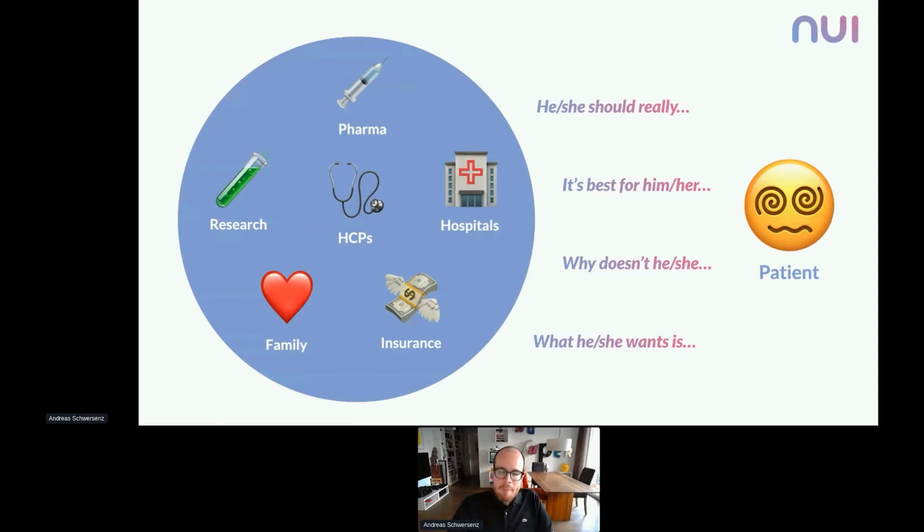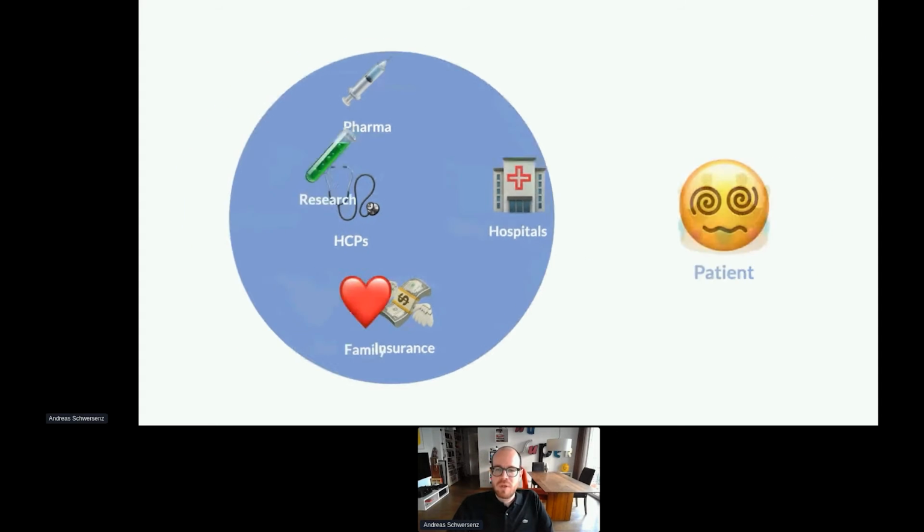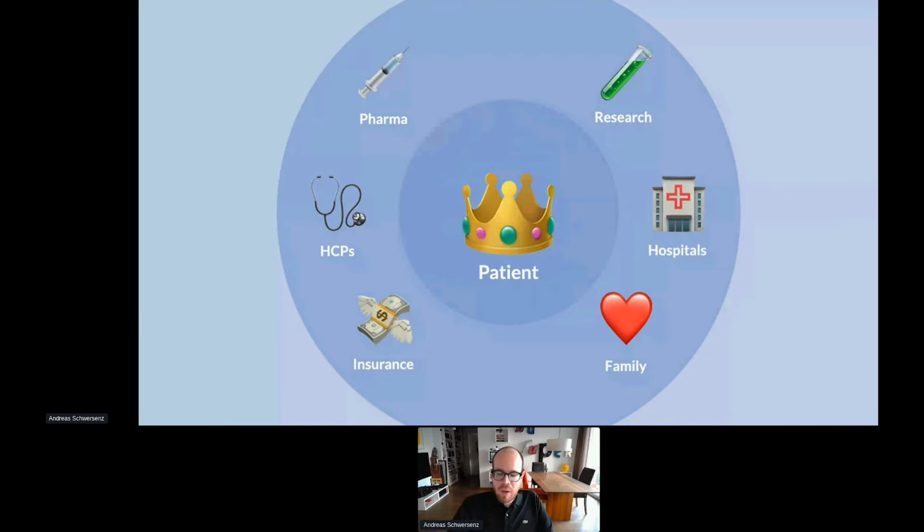And my strong belief is that, as a patient, as a creator of these products, or as a designer of these products, the only solution you have is to put the patient at the center of everything. Of course, doctors and pharma companies and your family and so on, everybody is super important. Everybody plays a crucial role in the life of a patient.